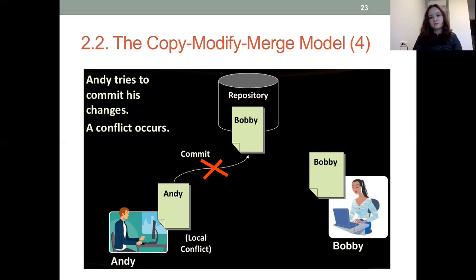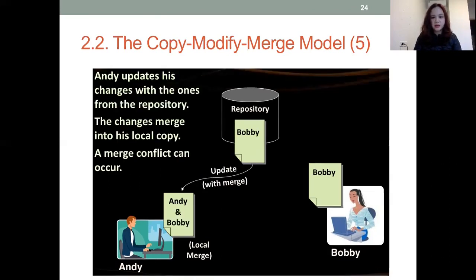So he needs to resolve the conflict, if any, between the two different versions. In this case, maybe there is a local conflict, so he needs to resolve that conflict before committing his version to the repository. So he needs to get or update the latest version in the common repository, with merge.